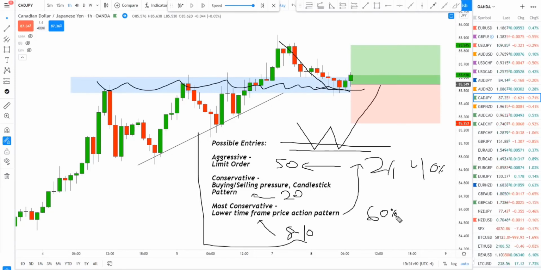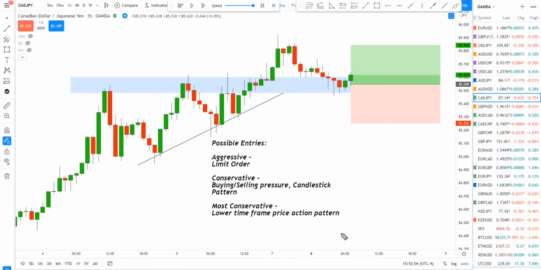If you're someone that doesn't need as many trades, you like more conservative trades and more accuracy, then you could try the conservative route with candlestick patterns. And if you're someone who just cares about win rate and doesn't really care how many trades they have per month, then you can try out the most conservative way of dropping down to smaller time frames and looking for entries like price action patterns with double bottoms and head and shoulder patterns on smaller time frames.